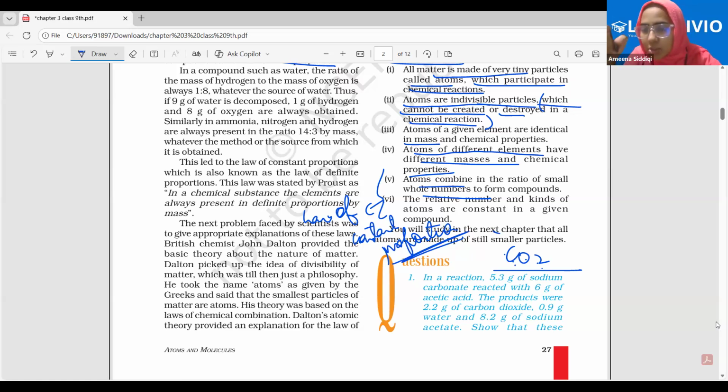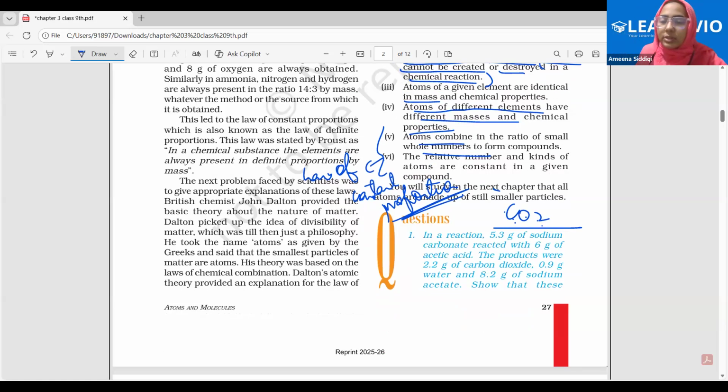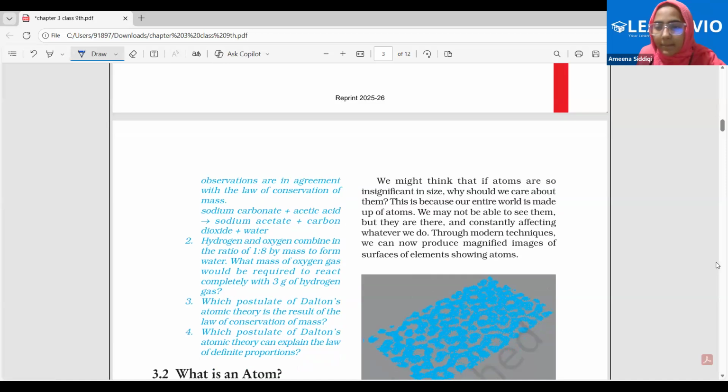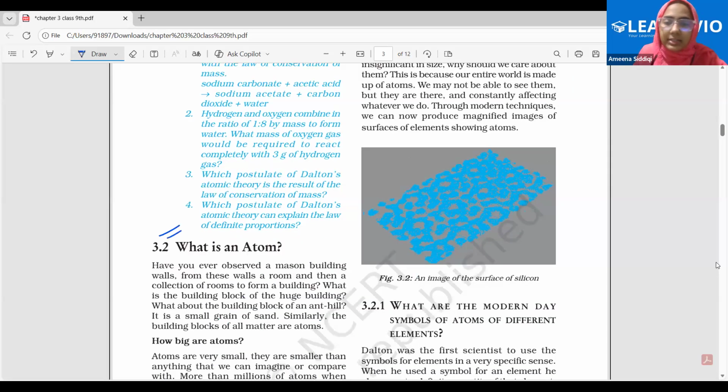So all the postulates of Dalton's atomic theory are very important. The drawbacks of Dalton's atomic theory are very important. And the third point is which postulate of Dalton's atomic theory is based on what law. That is also very important. That's it. These three points are important from Dalton's atomic theory. Is it understood, Umar? Please respond. Yes, ma'am.